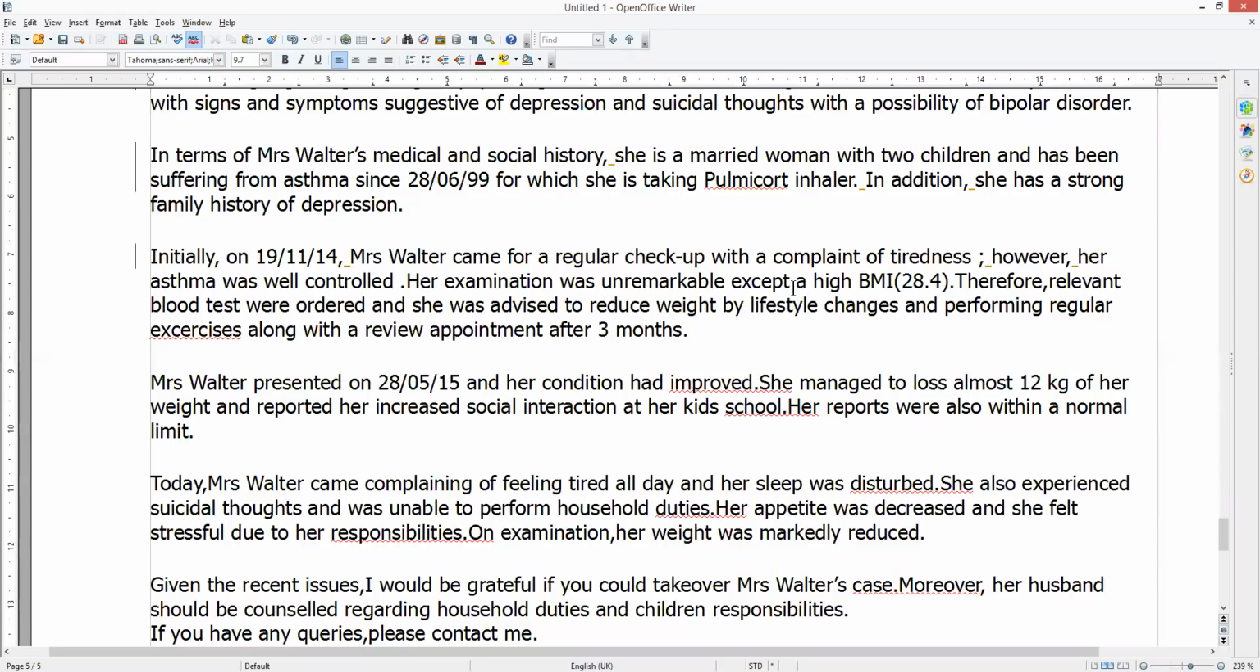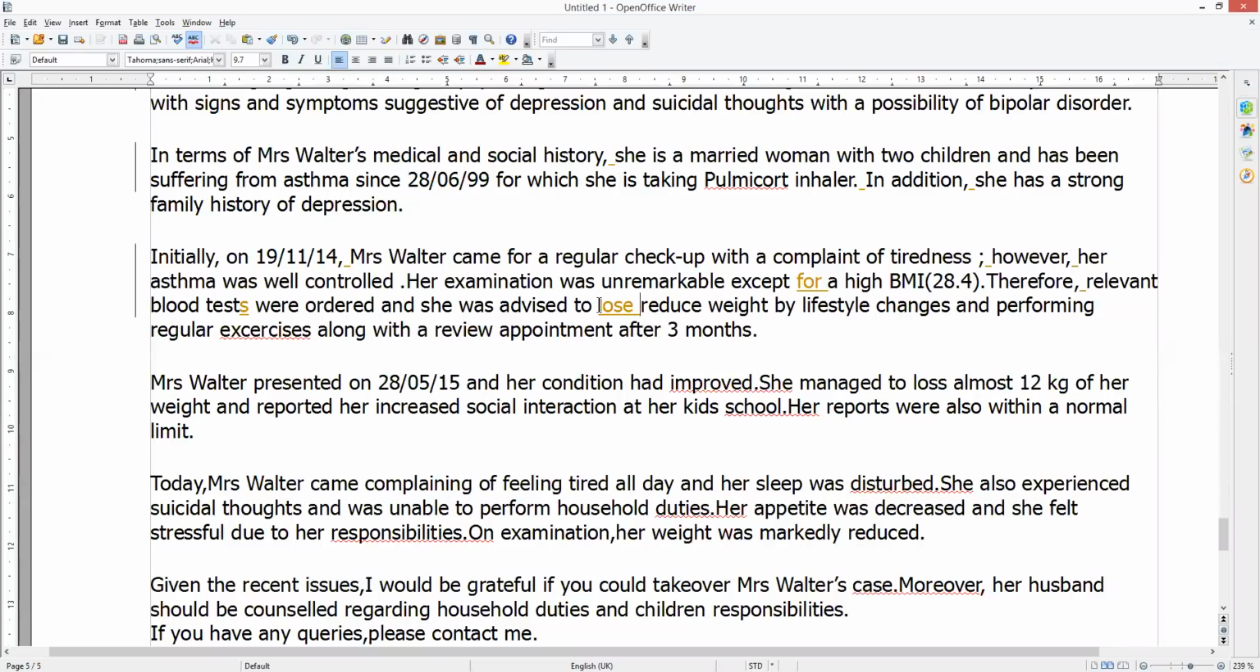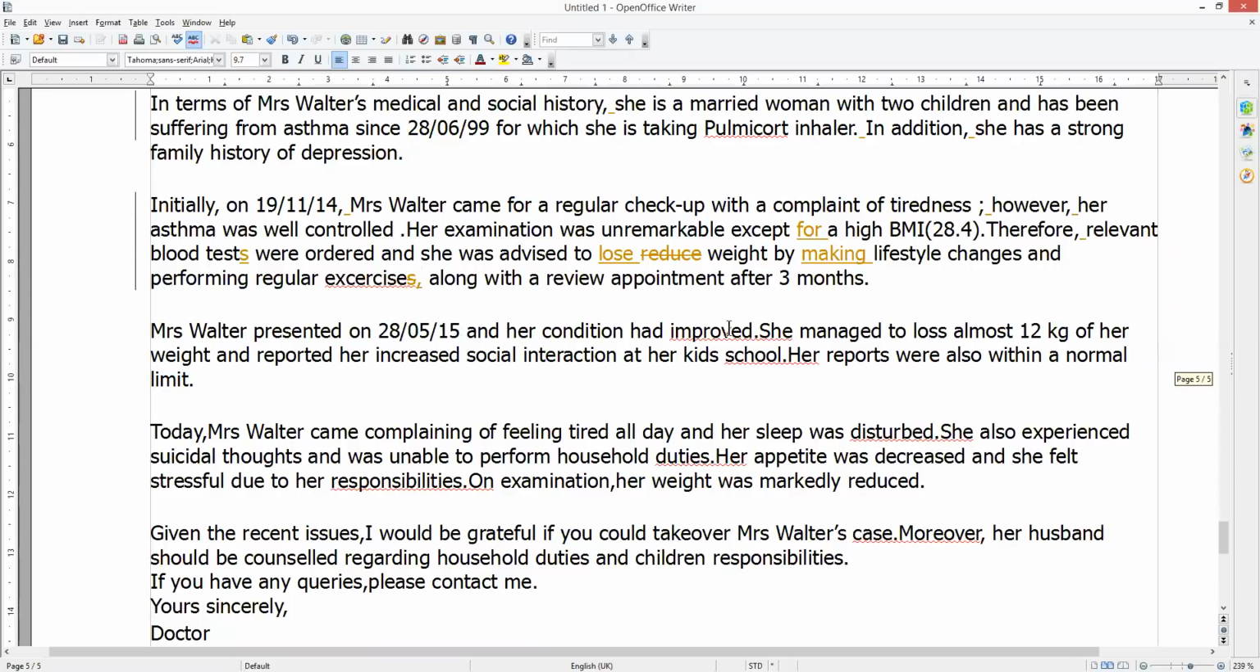However, her asthma was well controlled. Her examination was remarkable, except for high BMI. Therefore, relevant blood tests were ordered. Tests in general. She was advised to reduce weight or to lose. Now, it's either reduce her weight or to lose in terms of collocation. Reduce weight by lifestyle changes or making lifestyle changes. And performing regular exercise along with a review appointment after 3 months. Okay. This is what is presented on the 28th, and the condition had improved. Okay. She managed to lose.